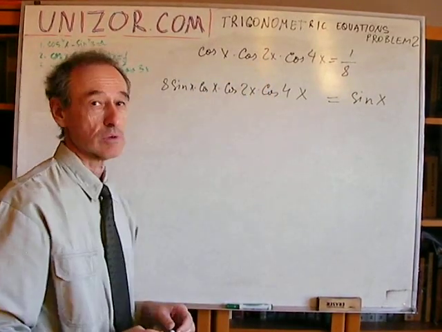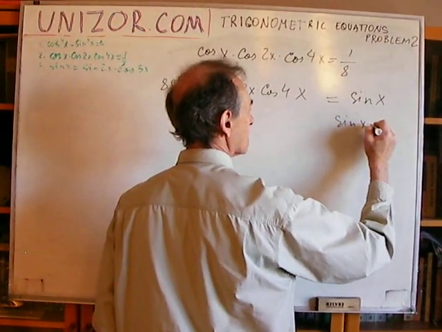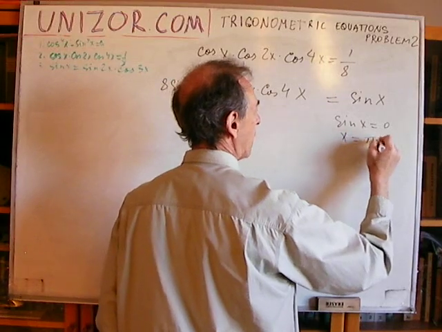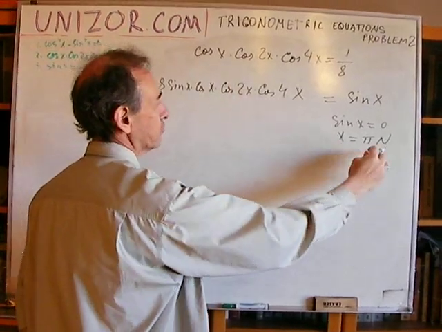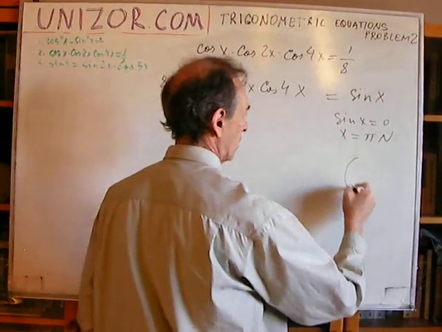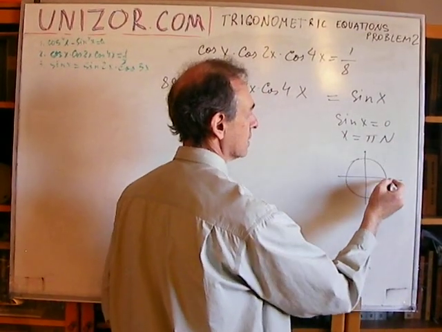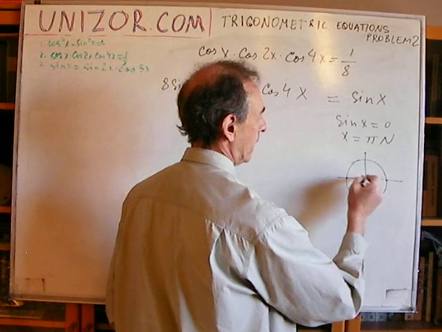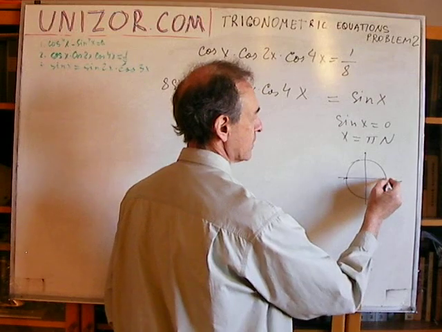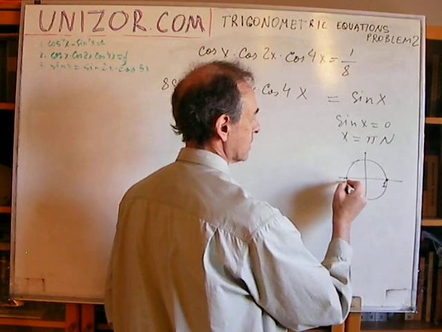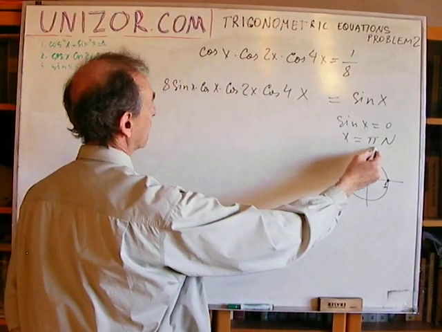Now, is it a solution to the original equation? Well, let's check it out. If sine x is equal to zero, that means x is equal to pi n. Now, cosine of pi n, remember, cosine is abscissa. So pi n is zero, pi, 2 pi, 3 pi, etc. So it's these two points, and the abscissa of this point is 1, the abscissa of this point is minus 1. So this cosine is either 1 or minus 1.